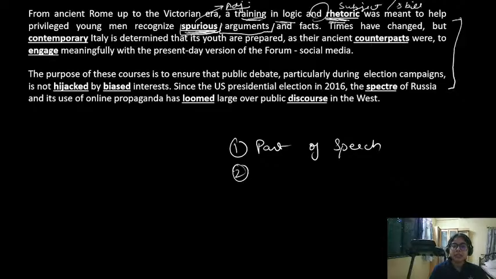Times have changed, but contemporary Italy is determined. Times have changed, but.